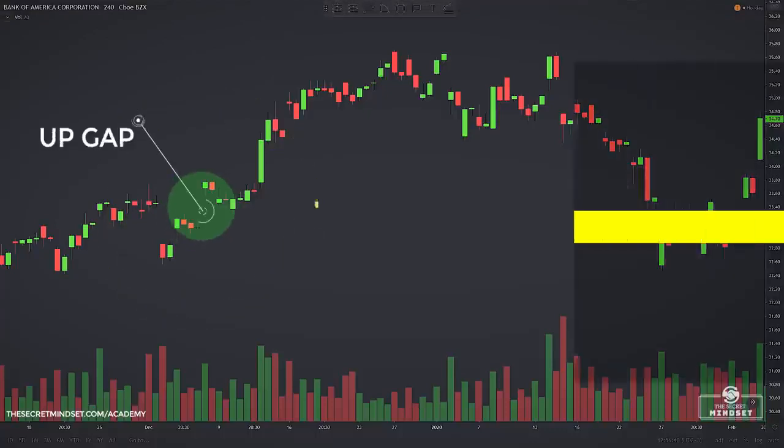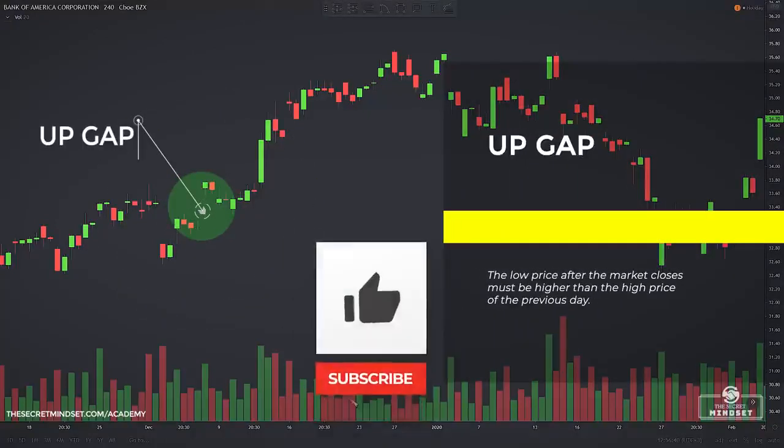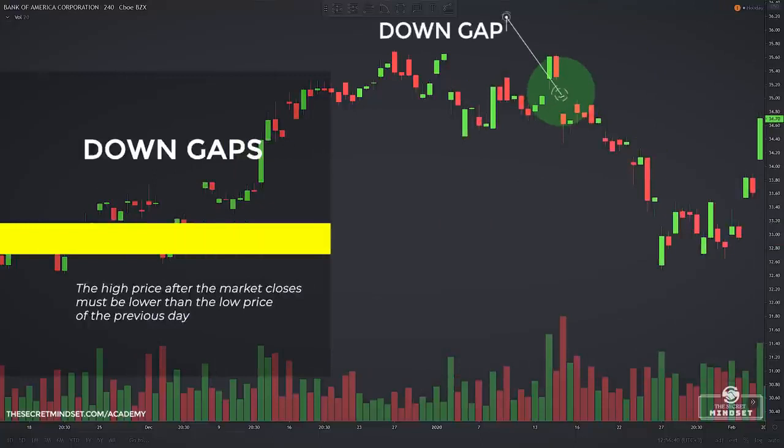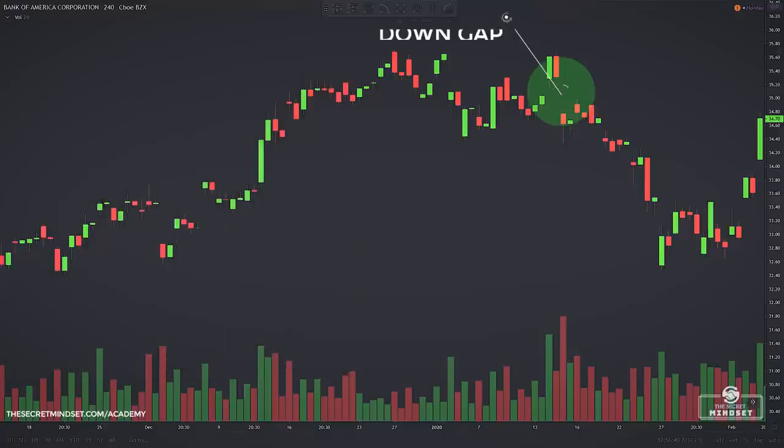For an up gap to form, the low price after the market closes must be higher than the high price of the previous day. Up gaps are generally considered bullish. A down gap is just the opposite of an up gap. The high price after the market closes must be lower than the low price of the previous day. Down gaps are usually considered bearish.